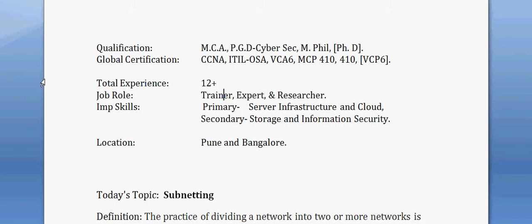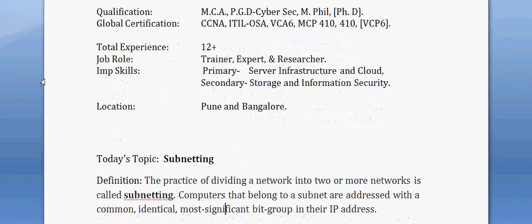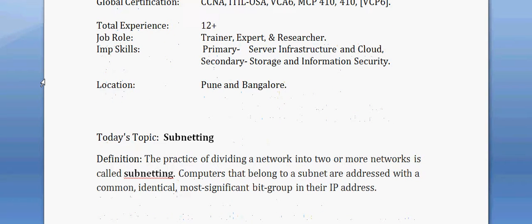Today's session topic will be subnetting. First of all, we'll start with the definition of subnetting. The practice of dividing a network into two or more networks is called subnetting. Computers that belong to a subnet are addressed with a common, identical, most significant bit group in the IP address. Here I am considering the IPv4 class, and I am going to demonstrate an example of a class C IP address.